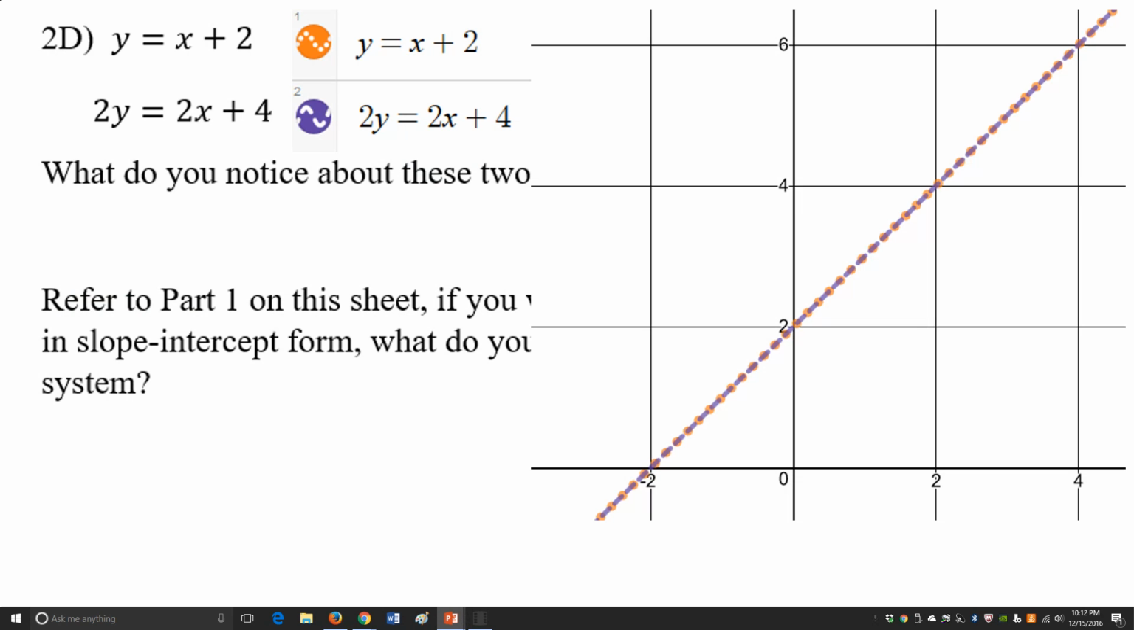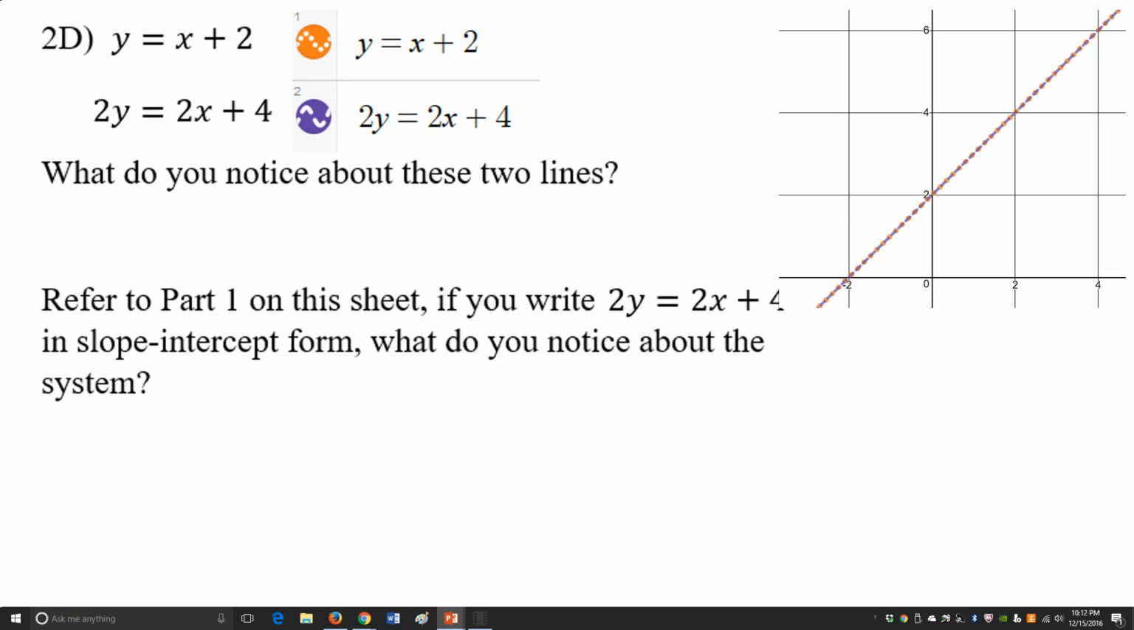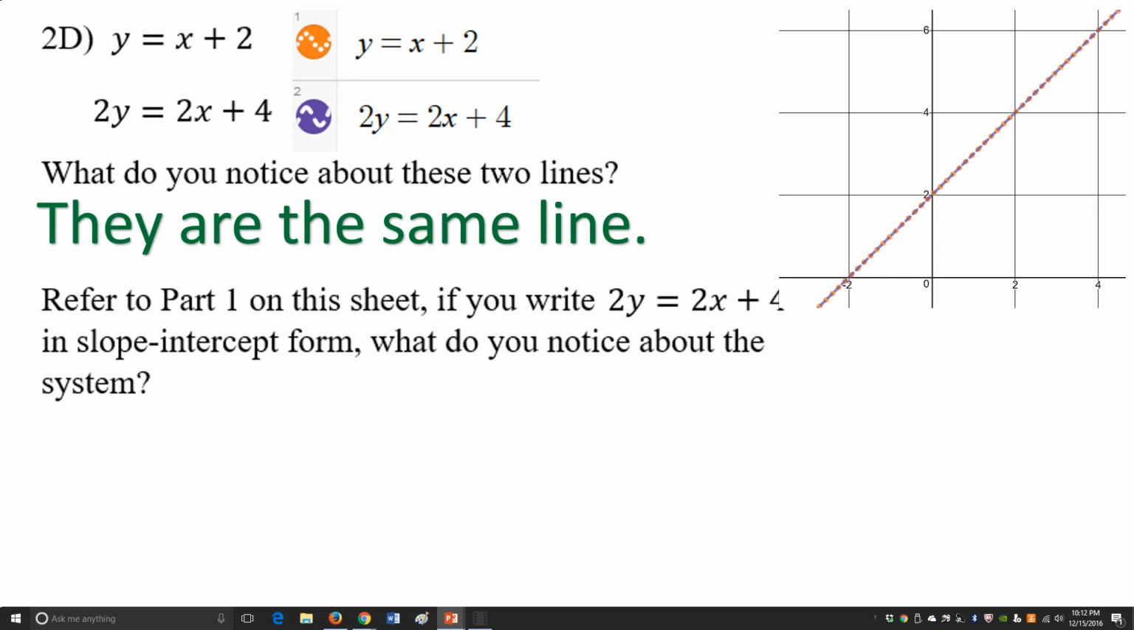Here I have changed, so when I went and changed the color, I also changed these lines to dashed and dotted, so you can see that this actually is a line right on top of itself. So when it says, what do you notice about these two lines? Hopefully you were able to notice they are the same exact line because it's a line graphed on top of itself.